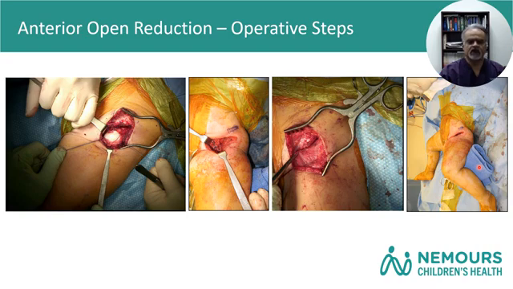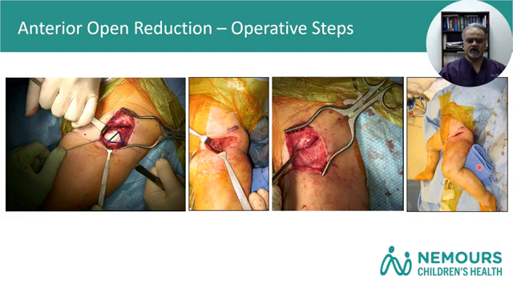This is an extremely important step of the anterior open reduction, because if we do not clear the acetabulum well and do a proper release of the transverse acetabular ligament, the head will not go down deep enough into the acetabulum.